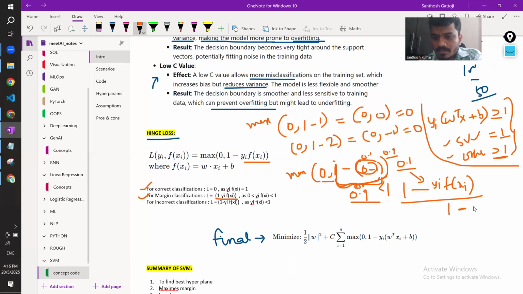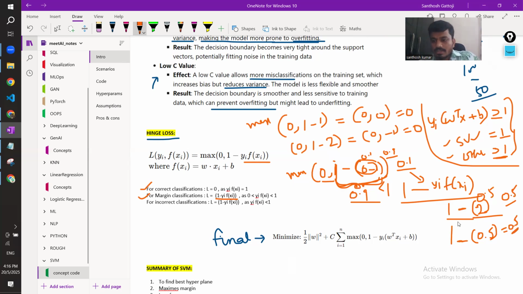Whatever value you are going to get here will be a positive value only. 1 minus a value less than 1, you can take a negative value, whatever, minus 1 you can take, it will be 2. And if I take 0.5, it will be 1 minus 0.5. I'm saying less than 1, not less than 0. Less than 1, sorry. So 1 minus 0.5 is 0.5. Again, the maximum of 0 comma 0.5 is 0.5.